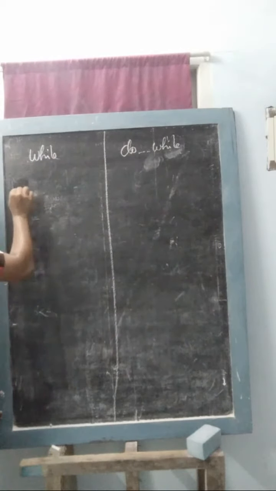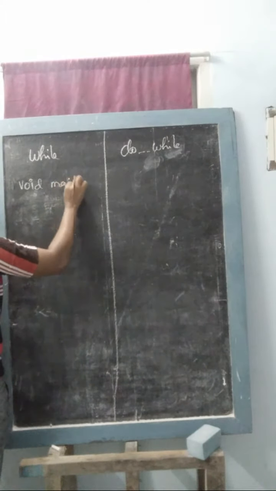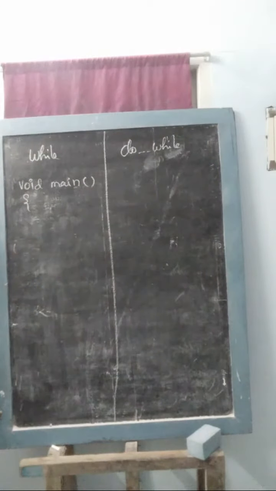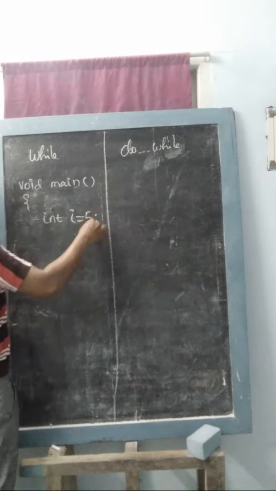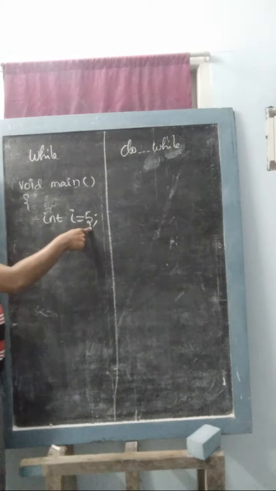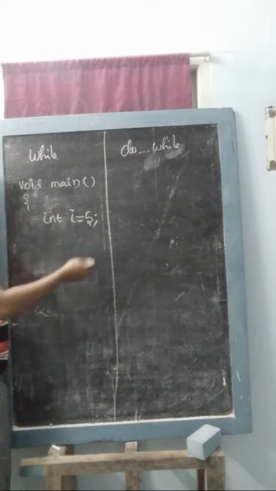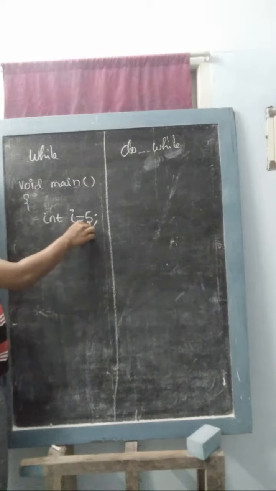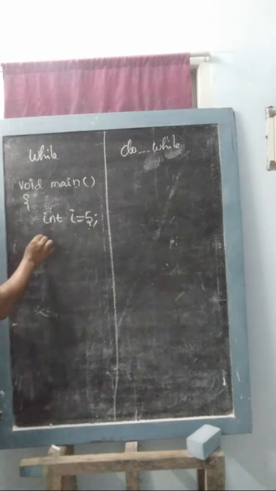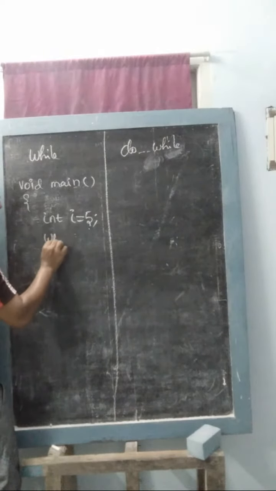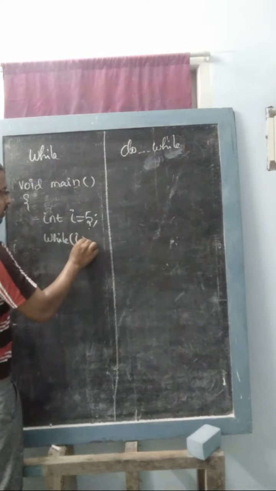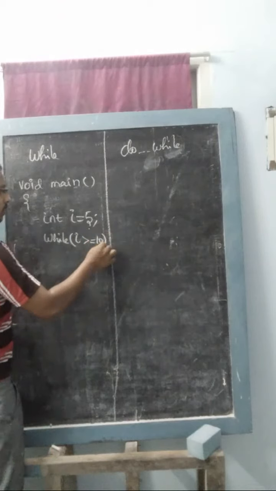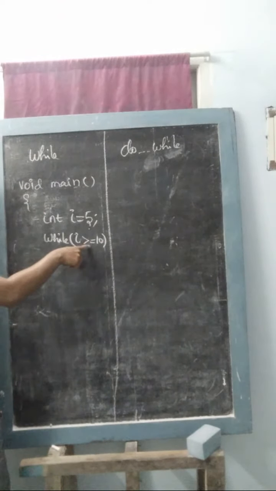For example, I'm writing a small program. void main, integer I is equal to 5. We can initialize any value, 500 or 100, whatever value we want. Now the condition I am giving: while I greater than or equal to 10. What is the condition? I greater than or equal to 10.